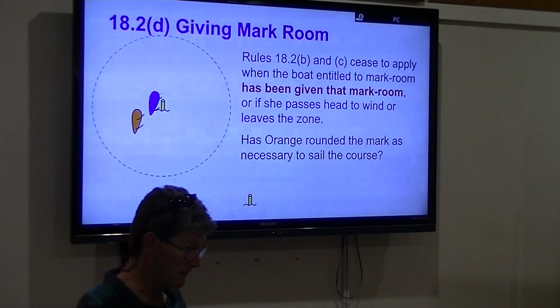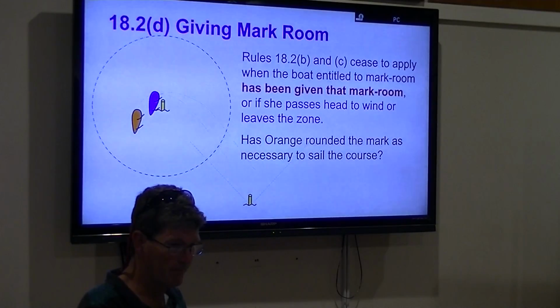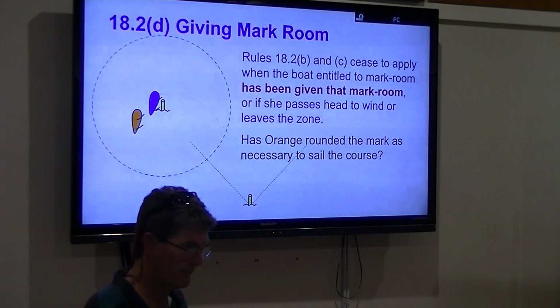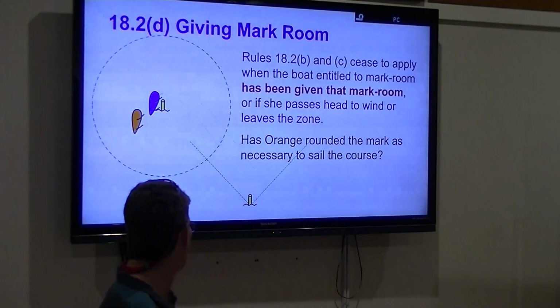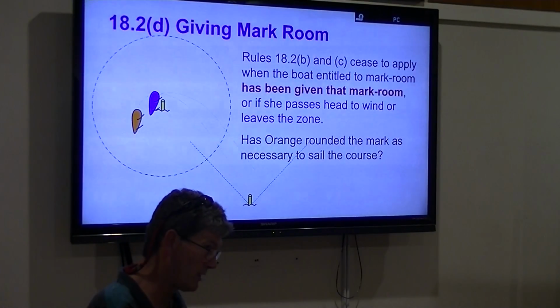Greg, sorry, what you've written up there says that the boat is entitled to mark room, has been given that mark room, or if she passes head to wind and then loses that title. Yes. So as soon as you pass head to wind, doesn't that mean it's immaterial where your next mark is? Yeah, once you pass head to wind, you no longer have that. That's why the example here is a jibe. Neither boat passed head to wind; they just bore away and jibed.